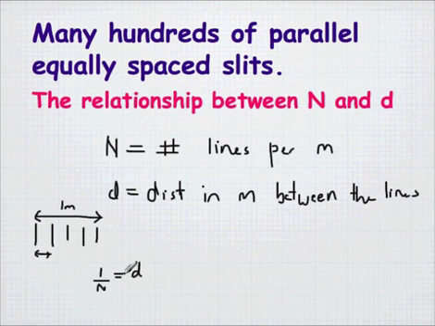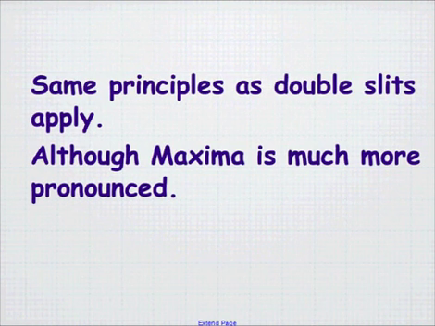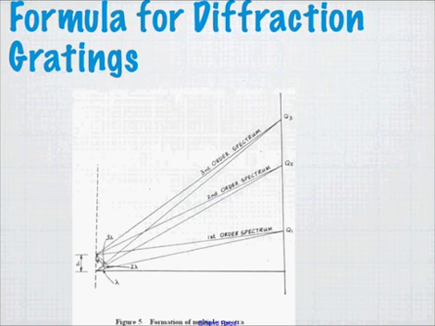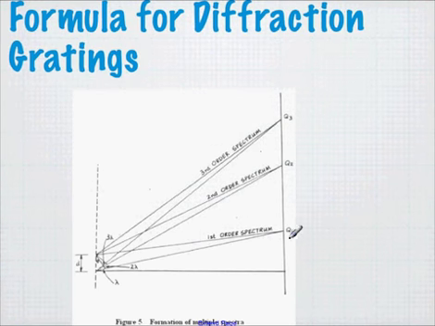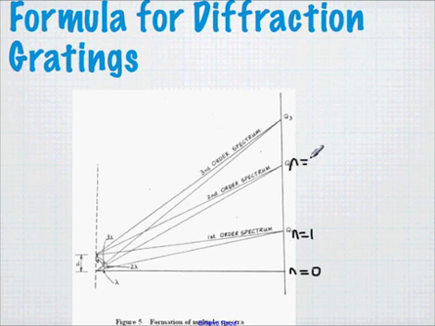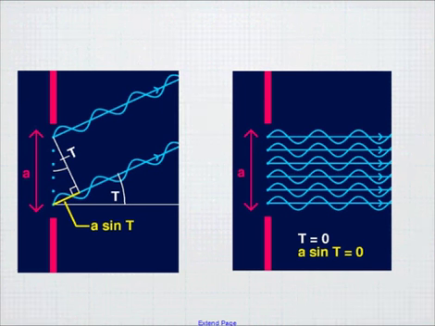Okay, when you do these calculations with diffraction gratings, it's a little bit different because N is typically something like 300,000 lines in a meter. So it's a little bit of a different number, that's all. Same principle as double slits apply, although the maxima are much more pronounced, as I said before. So here we got N equals 1. This one here, the one that's always straight ahead, N equals 0, N equals 2, and N equals 3. So you can see that the wavelength path difference is also important, just like in the double slit. And here's an example of this.